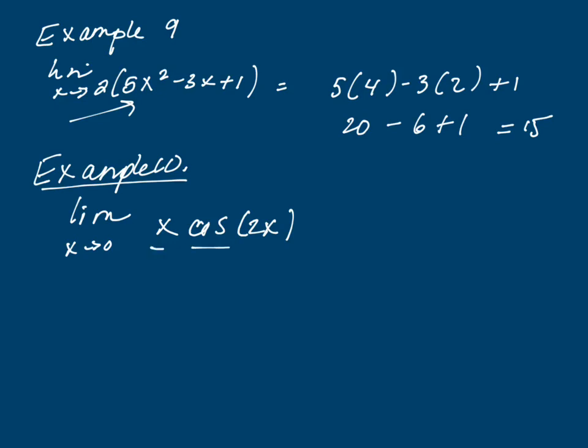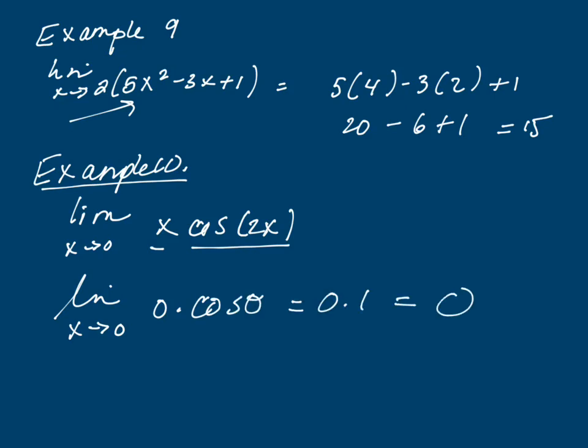Okay, this example 10 is using a property. We have x times cosine 2x, and we want the limit as x approaches 0. So we can say we have the limit as x approaches 0 of 0 times cosine of 0, which is 1. So 0 times 1 equals 0. So that example would be 0.